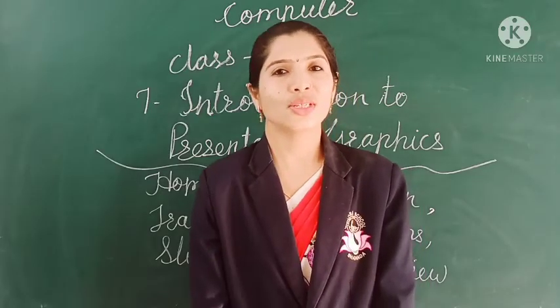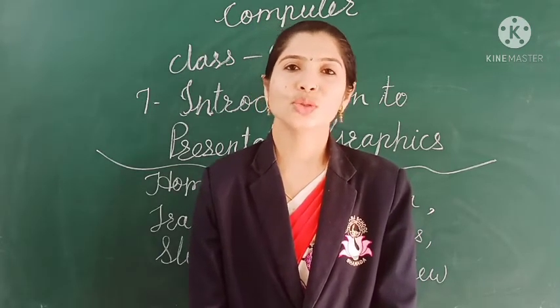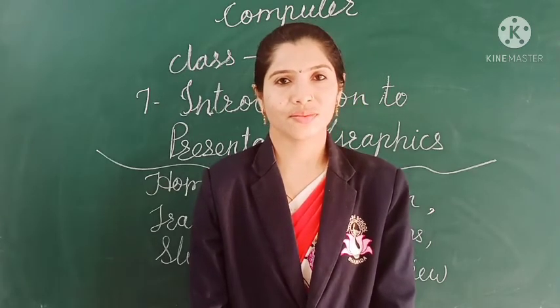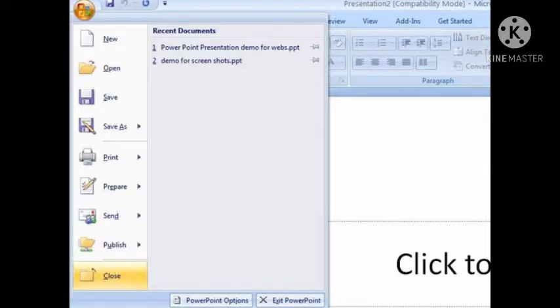Now, closing a presentation. Various steps are there to close a presentation. Let's see. When you close your presentation, one box will appear there with save, don't save and cancel options. If you want to save, you can save, otherwise you can choose don't save. Your presentation will close. You can close it from the file button, where the close option is there.